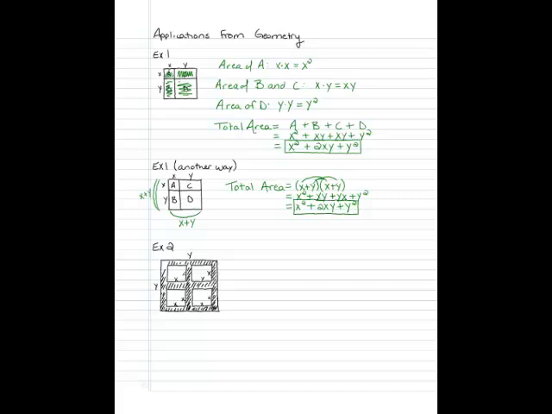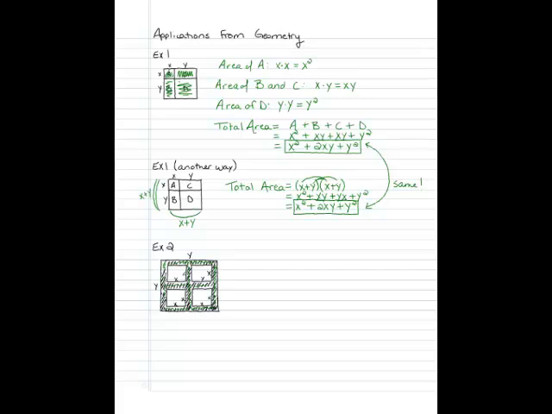And now I want you guys to notice this answer is the same as the one we got before. So two different ways of doing the exact same thing. Now here in example 2, we have a different figure. It looks kind of like a window. We're asked to write a polynomial in simplest form that represents the area of the shaded region. So we want just this part, just this dark shaded region right here.